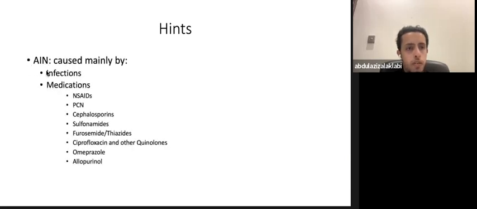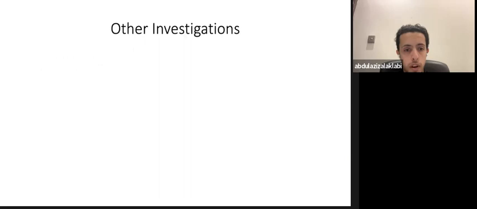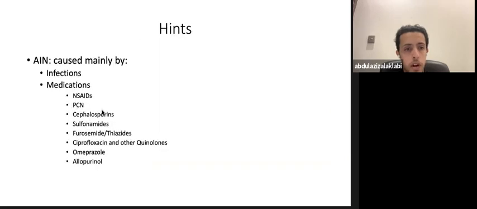So acute interstitial nephritis, okay, is mainly caused by infections and medications. So these are the most common causes, which is NSAIDs. NSAIDs are a very, very common cause of acute interstitial nephritis. And all these other drugs can also cause acute interstitial nephritis.